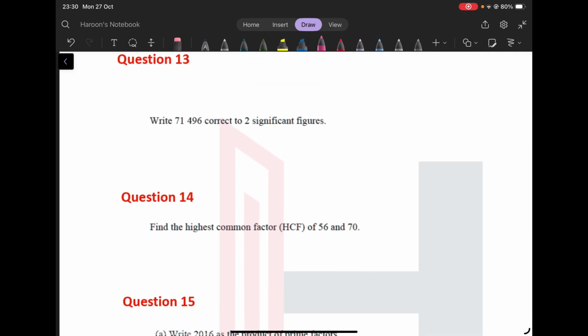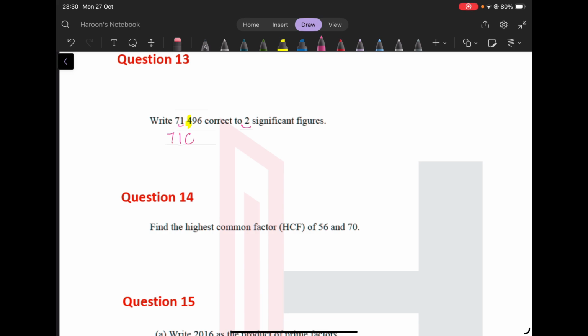Okay, we have 71,496 correct to two significant figures. So the second significant figure is this one. So I'll have a look at the next significant figure, which is this 4. If it is 5 or greater than 5, I add 1 to the previous digit. Otherwise, I don't. This is less than 5. So this becomes 7, 1.